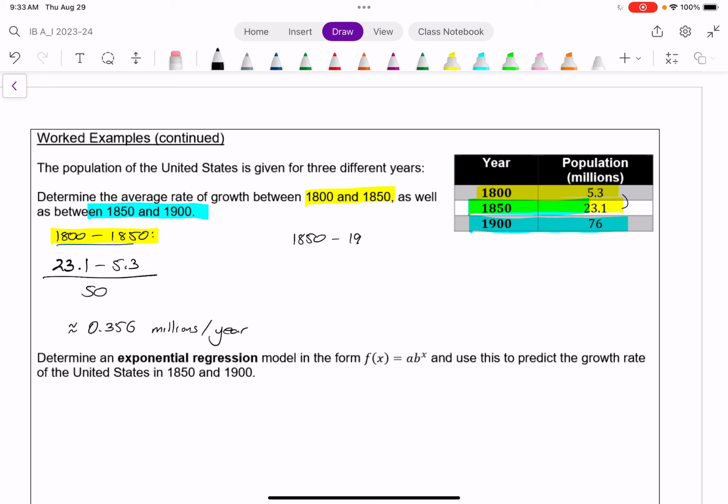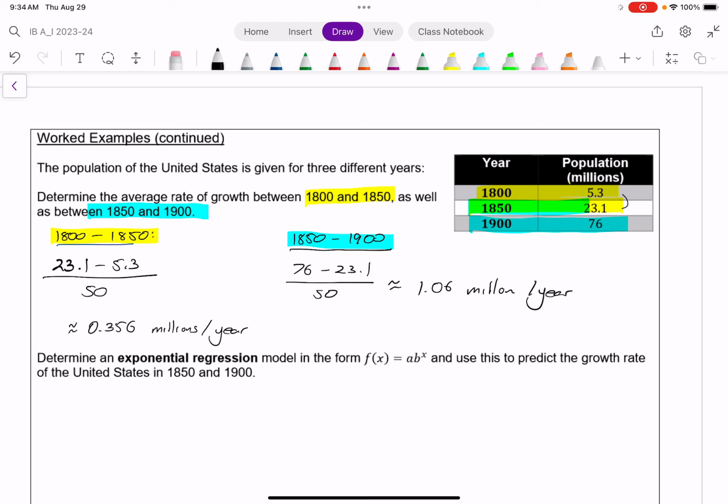Not 1900 hours, 1900 years. There we go. And so if you do this, you should get, again, 76 minus 23.1, your numerator, divided by 50 years, and you should get approximately 1.06 million people per year. So clearly over this time period, the rate of growth of the population of the United States is definitely increasing, at least between those periods of time.